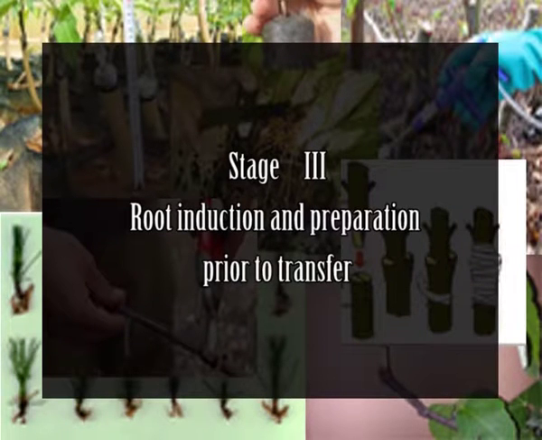Stage third, root induction and preparation prior to transfer. This involves the preparation of propagules for their transfer from in vitro to in vivo stage. The process primarily involves the root induction and hardening of the plant. Although root regeneration has been done in vitro conditions, there is a growing interest to root them in vivo conditions, and it has been reported successfully in many cases.